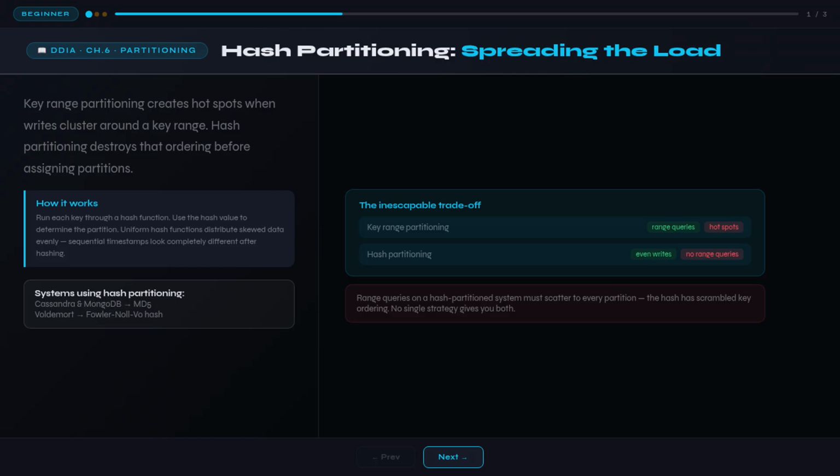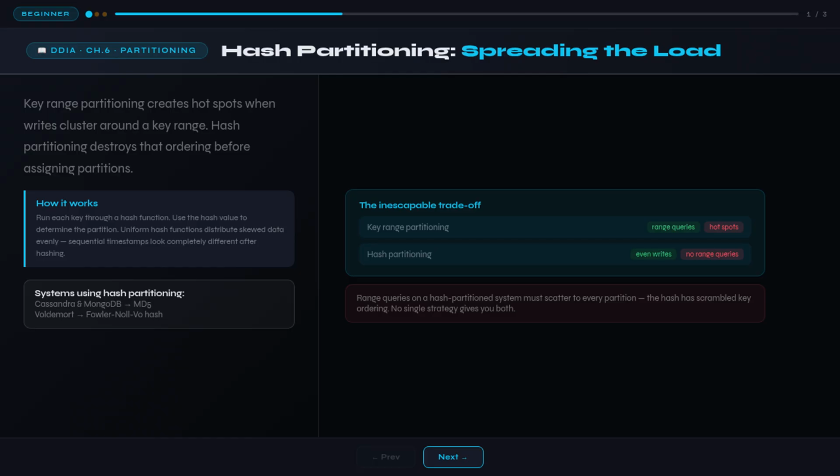December 31, 2012, 23:59 and 59 seconds and December 31, 2012, 23:59 and 60 seconds look completely different to a timestamp partitioner, but their hash values are spread evenly across the partition range. The sequential structure of the keys is gone. Cassandra and MongoDB use MD5 to hash keys. Voldemort uses the Fowler-Noll-Vo hash function. The specific hash function matters less than its uniformity and its speed.